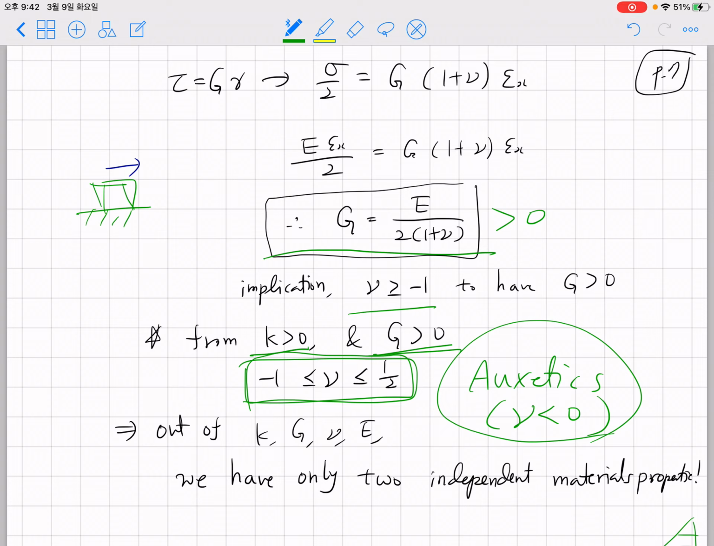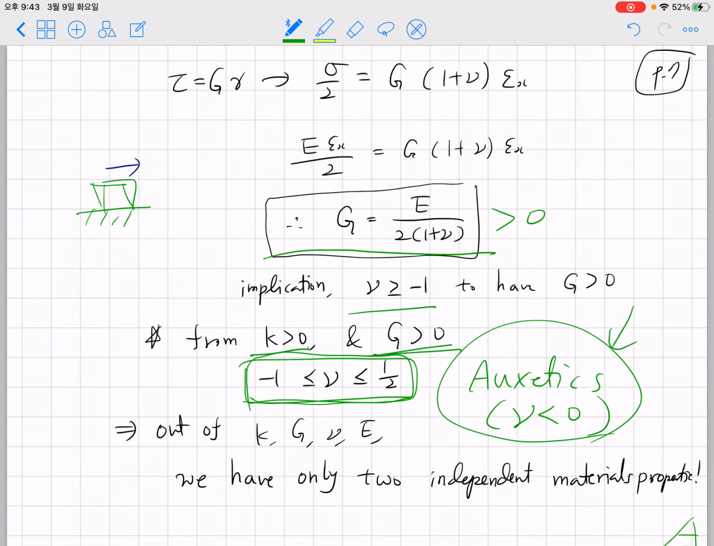Okay, so if somebody asks you what the range of Poisson ratio is, perhaps in the interview for KAIST graduate school, then you can say that the Poisson ratio should be larger than or equal to -1, and smaller than or equal to 1 over 2. And if somebody asks whether a negative Poisson ratio is possible, you can say yes, of course it's possible, and it's used in several engineering applications already.